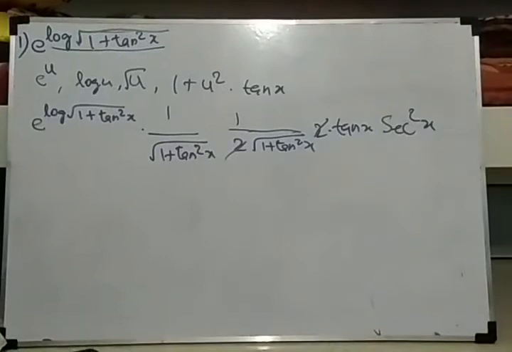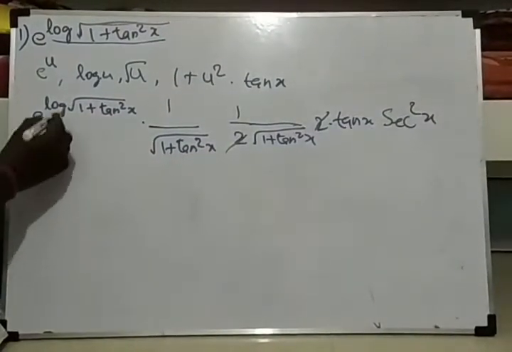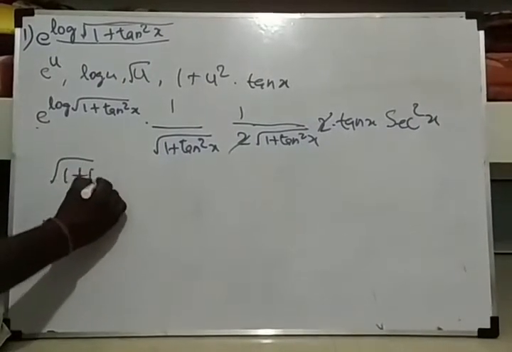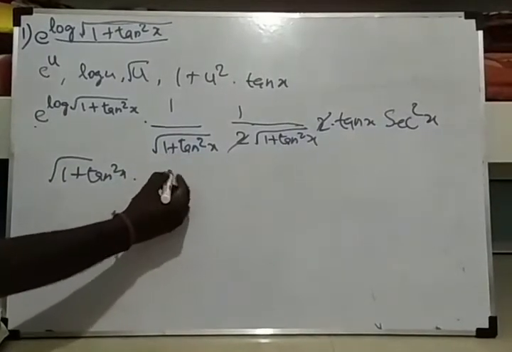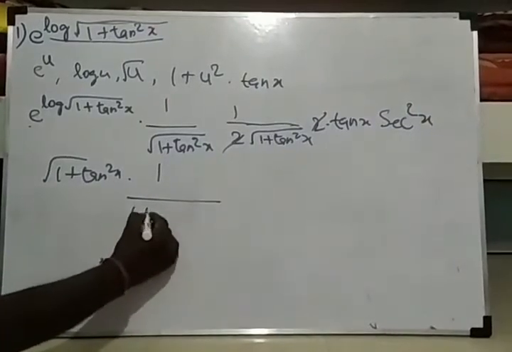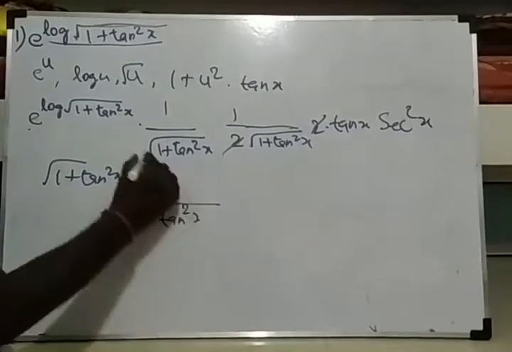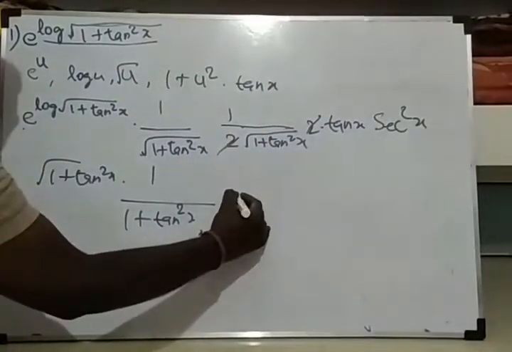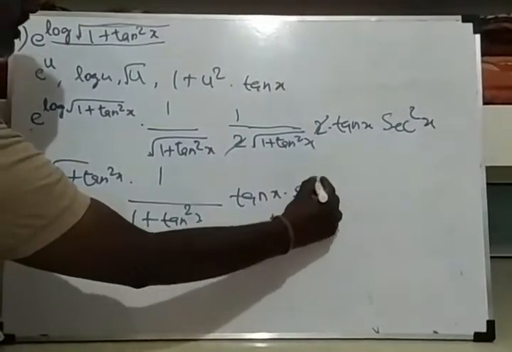Now we need to just simplify. The 2 gets cancelled. This root and that root become root of 1 plus tan square x. So we know e to the power of log of x is nothing but x. So it becomes 1 plus root of 1 plus tan square x. Here 1 by 1 plus root of 1 plus tan square x. This and this, root and root cancel. And then there is tan x, and there is secant square x.